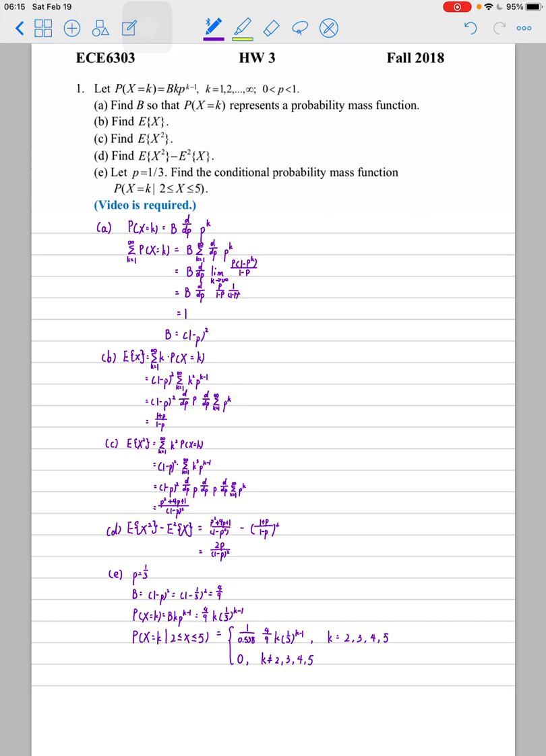And we want to find the conditional probability mass function. It should be 1 over 0.538 times 4 over 9 times k times (1 over 3) to the power k minus 1 when k equals 2, 3, 4, 5. And otherwise the formula should be 0.